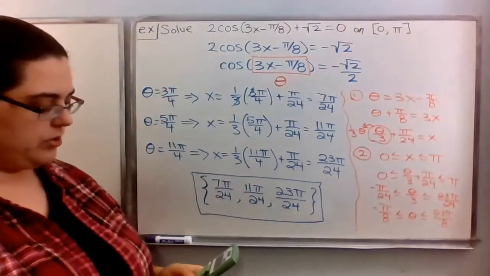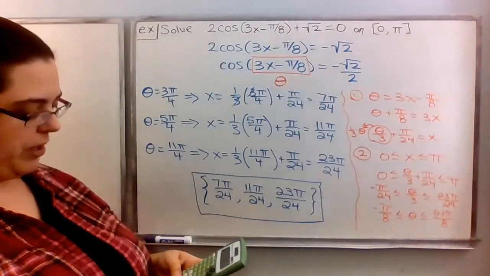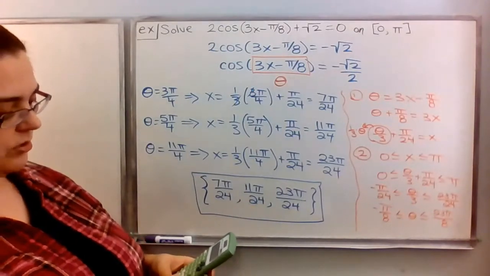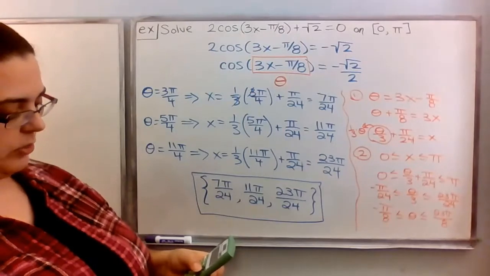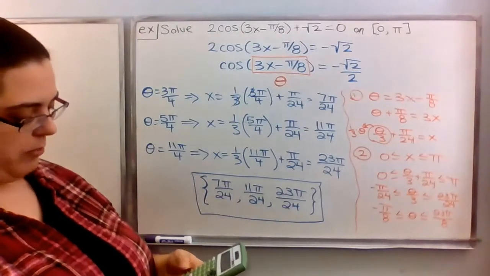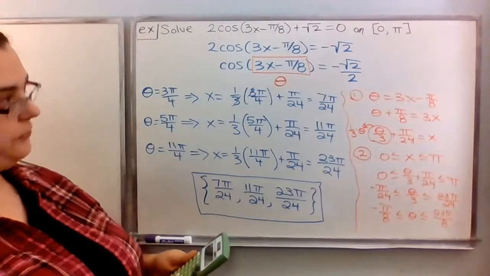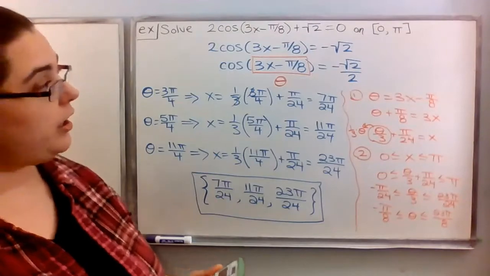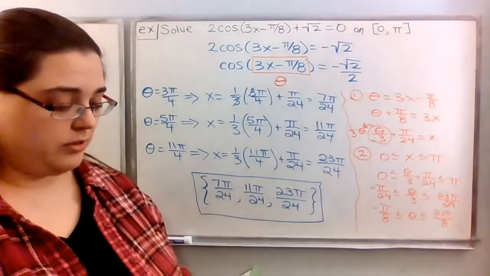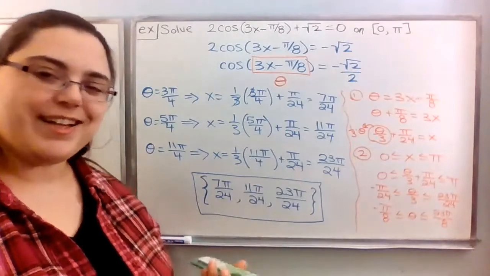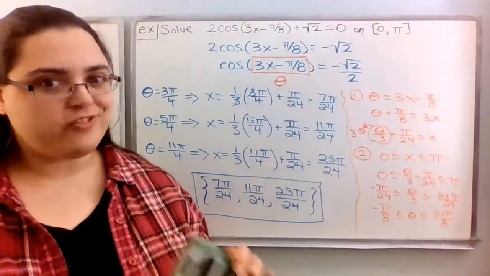So I'm going to do 2 times cosine of 11 pi over 24 times 3. Let me rewrite that, 3 times 11 pi over 24 minus pi over 8 plus the square root of 2. And here's hoping I get 0. Yay, I got 0.